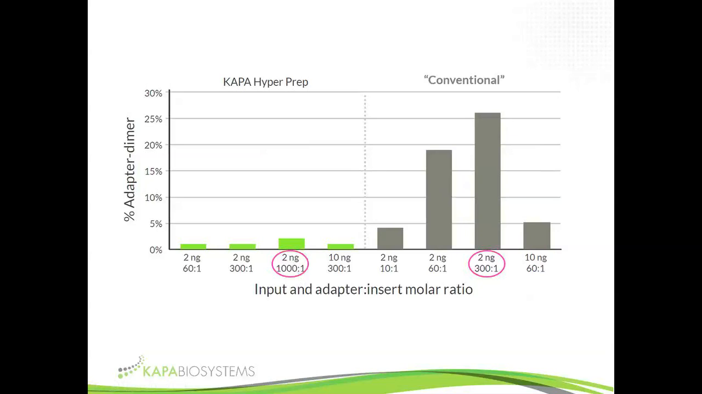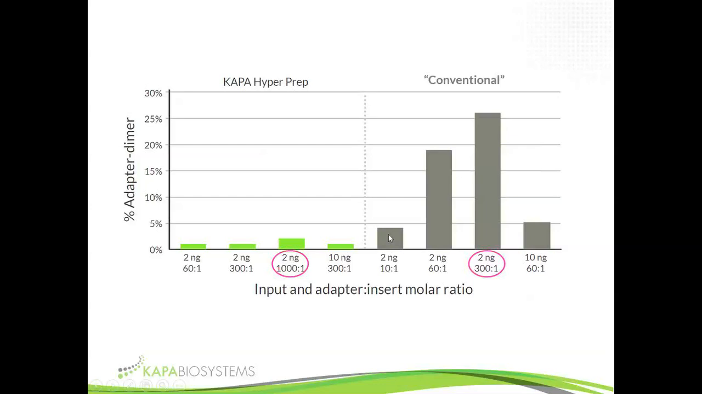And so in this experiment, what they did was compare the HyperPrep chemistry with the conventional, so this is the Kapa high throughput with bead protocol, essentially, which is a really well-optimized conventional protocol. And so looking at the same input, 2 nanograms or 10 nanograms, at different adapter insert molar ratios, you can see with the conventional chemistry, as you increase the ratio of adapters, so more adapter per library fragment, you're definitely getting an increase in yield, which I didn't show you, but you can also get a huge increase in adapter dimer.